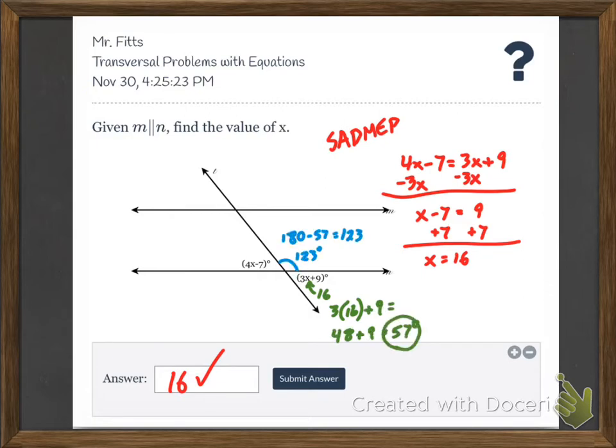Now, sometimes they'll ask you for x, and you're going to have to solve for x. Sometimes they're going to ask you for the angle measures. So you just have to plug x, whatever you found for x, back into the angle measures. And then I can find that this angle here is 57 degrees. Once I know one angle measure, I know all 8 of these angle measures, because I know all of the acute angles are going to be congruent, and the obtuse angles will be supplementary to that acute angle. So that's one example.